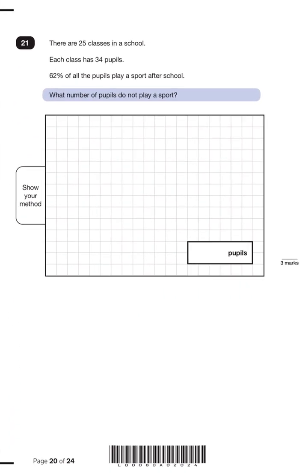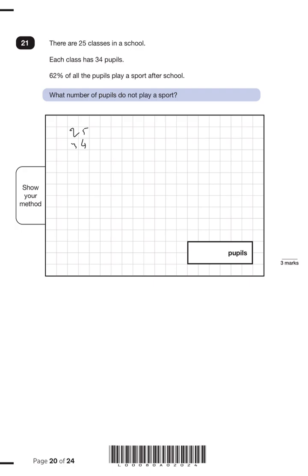Number 21. There are 25 classes in a school. Each class has 34 pupils. 62% of all the pupils play a sport after school. What number of pupils do not play a sport? So to figure out the number of pupils first, we have 25 classes, 34 pupils in each class. So we need to multiply the two to work out the number of pupils.